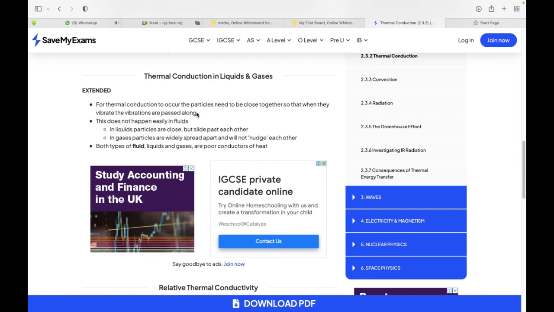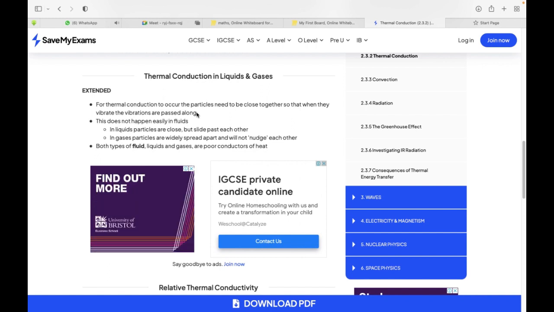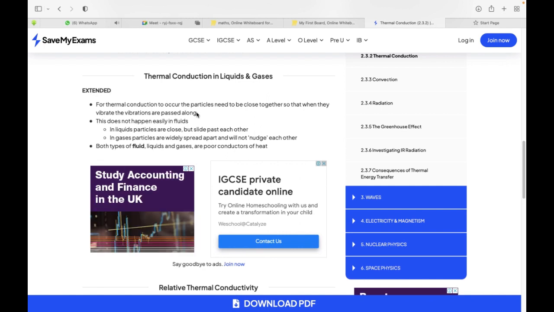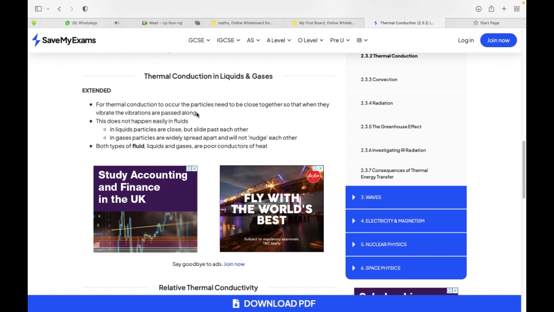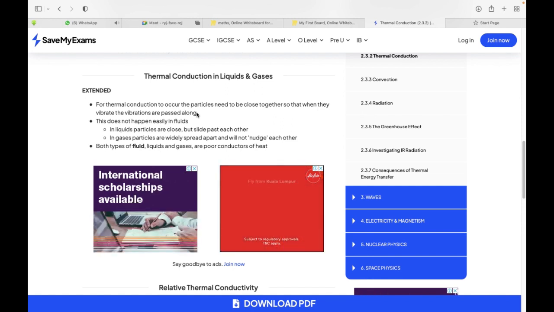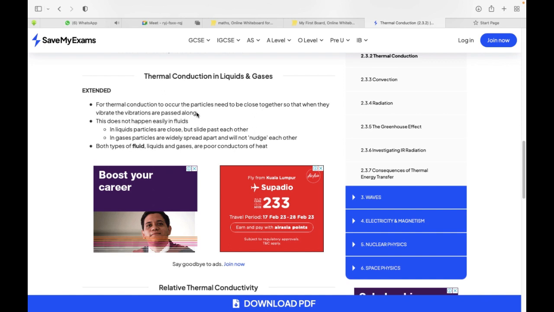So in gases, particles are widely spread apart and will not nudge each other. Both types of fluid, whether your fluid is a liquid or a gas, are poor conductors of heat. Both of them are poor conductors. Why? If they ask you why fluids are poor conductors of heat, whether liquid or gaseous, why are they poor conductors of heat?